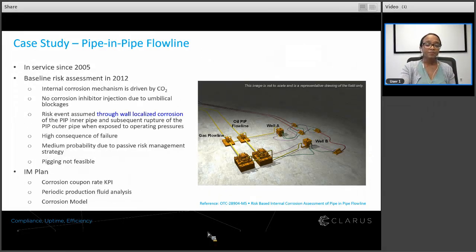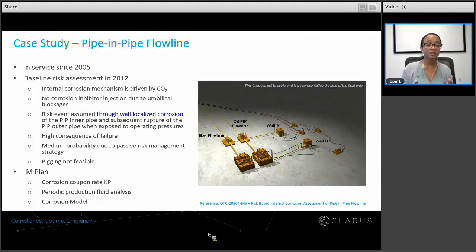In our second case study, we're looking at a pipe-in-pipe flow line. As you can see on the graph on the right, we had an oil pipe-in-pipe flow line in this field that conveyed production from 2 wells back to a facility in the Gulf of Mexico. The other pipeline in the field was a gas flow line that was not being used for production and was in suspended service. So there's no redundancy in the production flow path. So it's key that the integrity of this one pipeline system is confirmed.